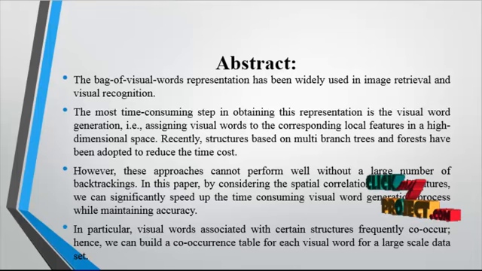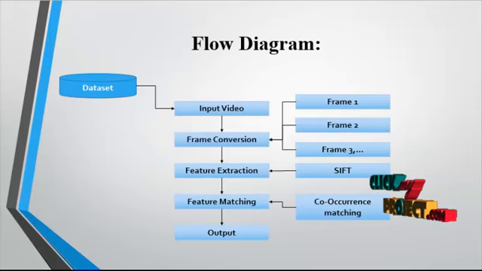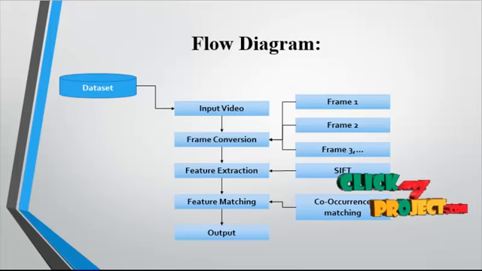We can assign the probabilistic weight to each node of the certain index structure, that is KD tree and K-means tree, in order to redirect the searching path to be close to its global optimum within a small number of backtrackings. Now we discuss the flow diagram for the process.